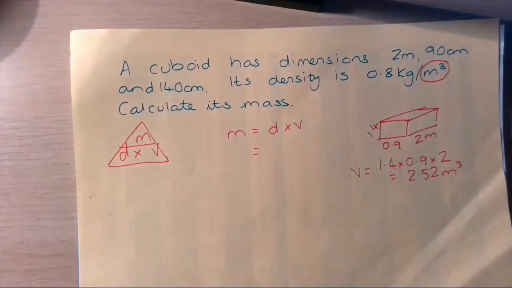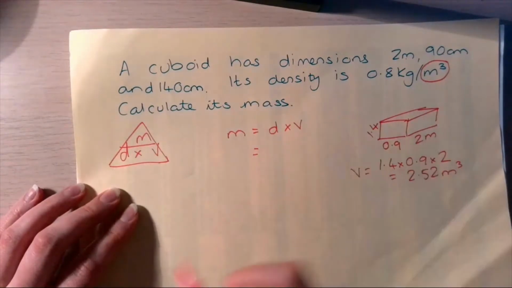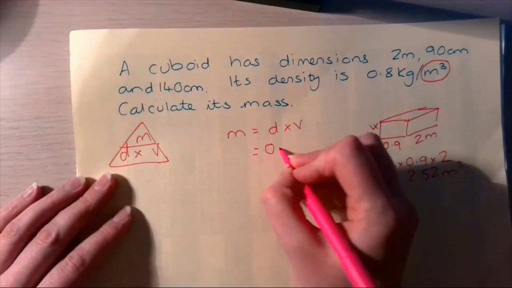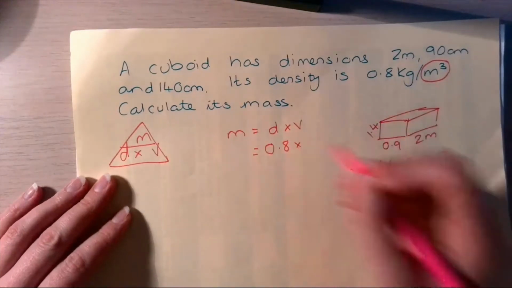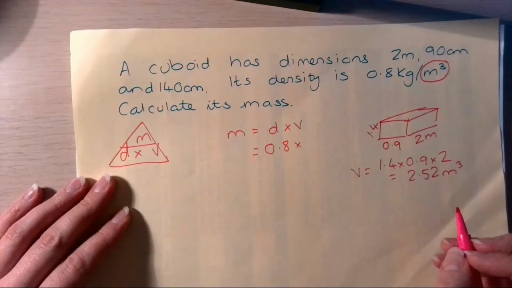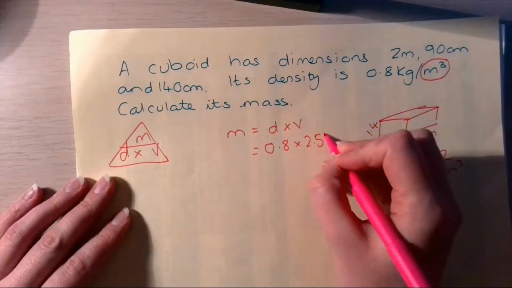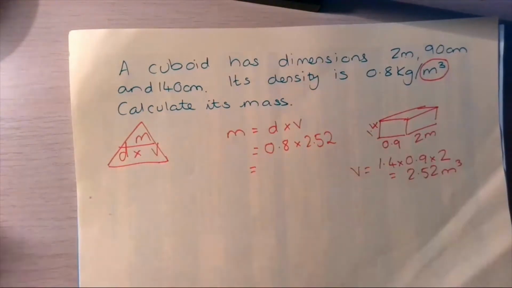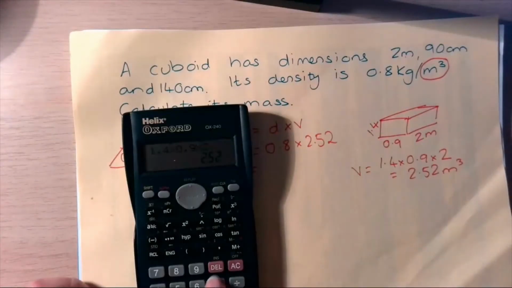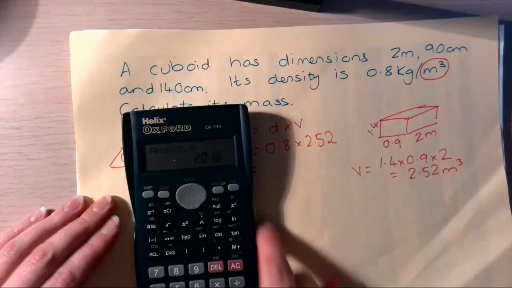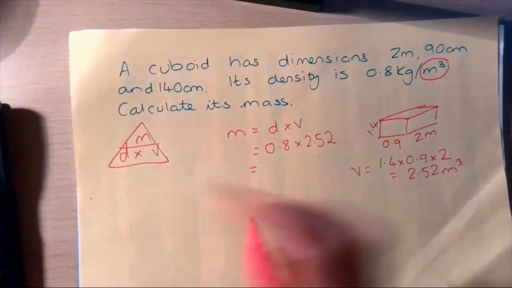Right then, so now we've got our volume and we've got our density. The calculation is going to be 0.8 for the density multiplied by 2.52. If I have put a decimal in there, that's okay. To get the mass, 2.52 multiplied by 0.8 gives us 2.016.